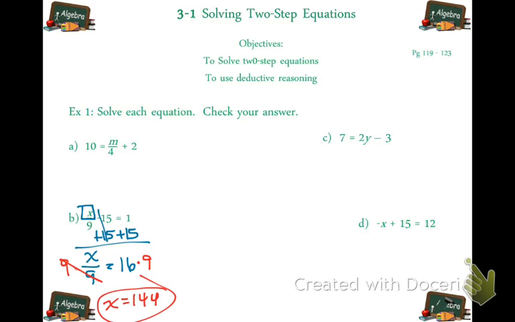Alright, so C, this time we have the y. We add or subtract first, so I'm going to add 3 to both sides because you're doing its opposite. So it's going to be 10 equals 2y. Opposite of 2 is multiplying, so we're going to divide. So y equals 5.